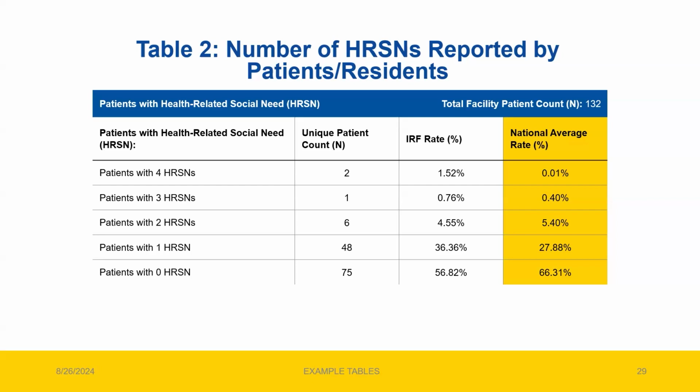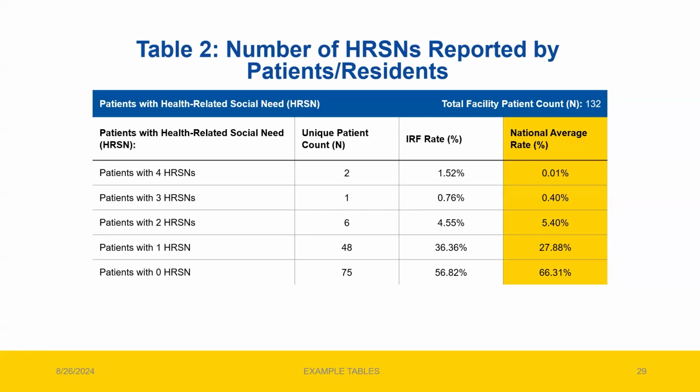IRF in the country. One thing to note in Table 2, which distinguishes it from Table 1, is that the rates displayed will add up to 100%. This is because each of the 5 listed results are for 5 mutually exclusive groups that together comprise the entire patient population.